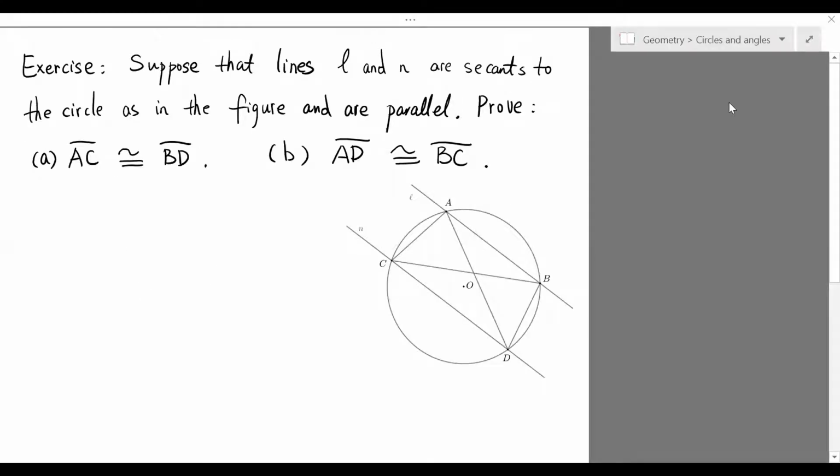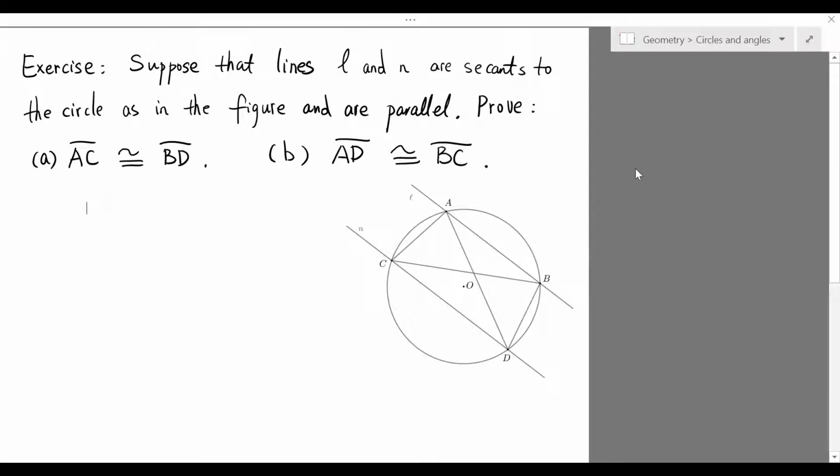Let's look at the following exercise. Suppose that lines L and N are secants to the circle, as in the figure, and they are parallel. What we're going to do is show that the line segment AC, which is this line segment here, is congruent to the line segment BD. Also, we're going to show that the line segment AD is congruent to the line segment BC.